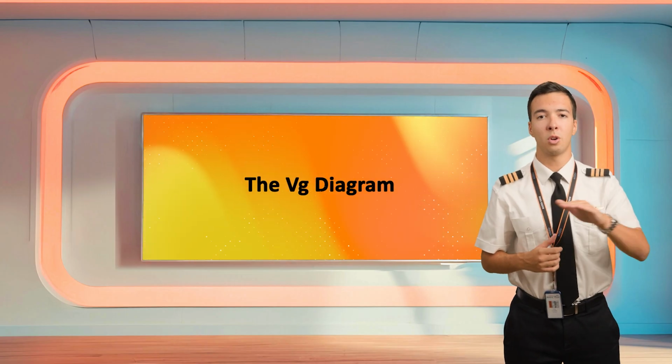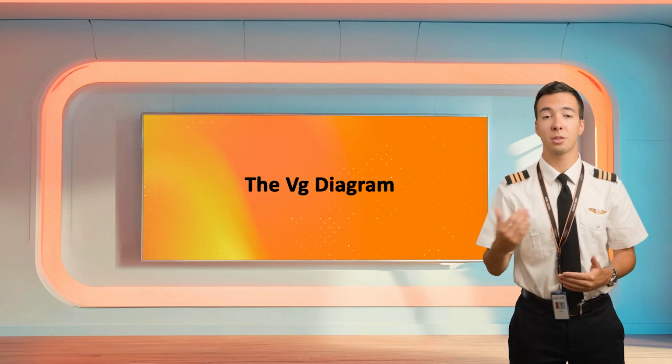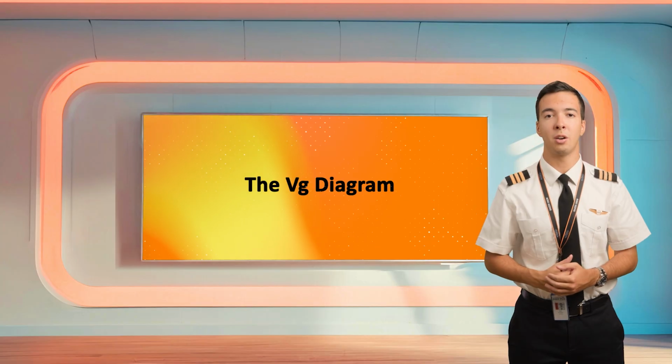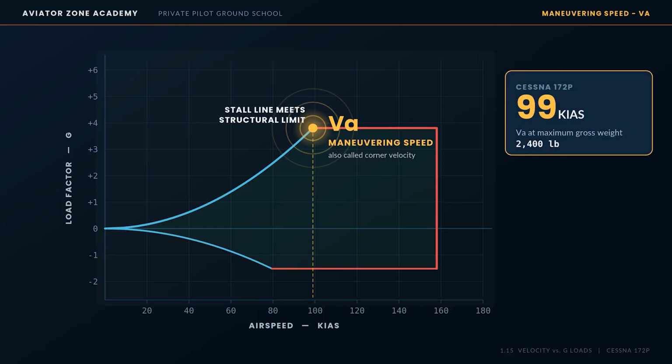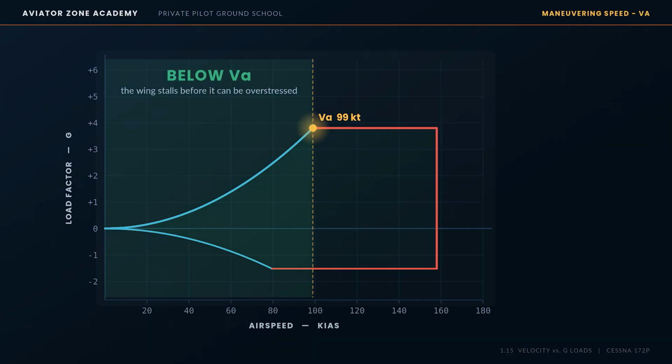Look at where the curved stall line meets the top structural limit. That corner is maneuvering speed, VA, and it's a number every pilot needs to respect. The 172 Papa at its maximum gross weight of 2,400 pounds, VA is 99 knots. Here's why that matters. Below VA, the wing will always stall before it can be overstressed. You could haul back to a stop on the yoke and all you get is a stall.